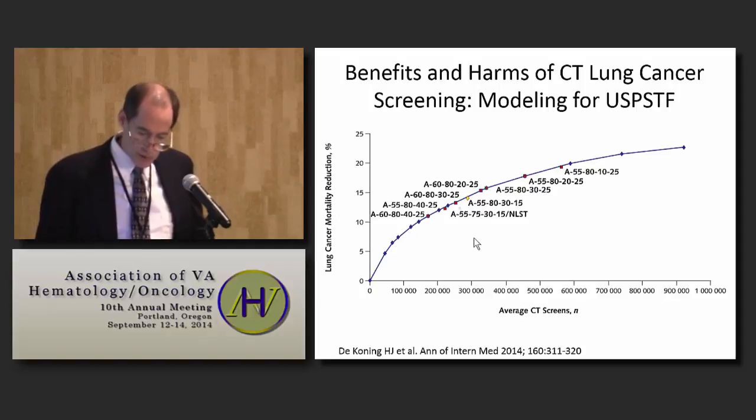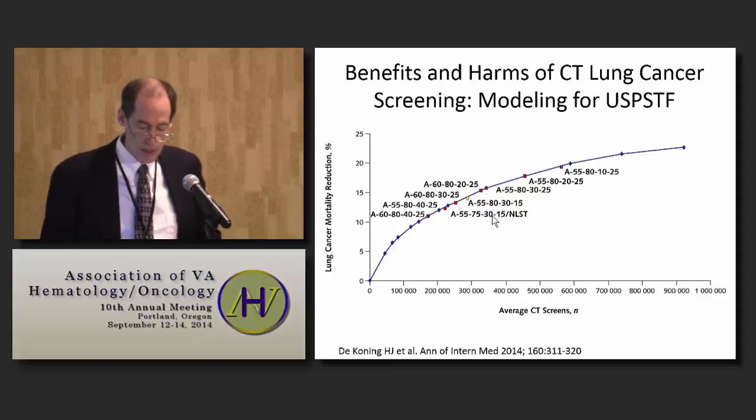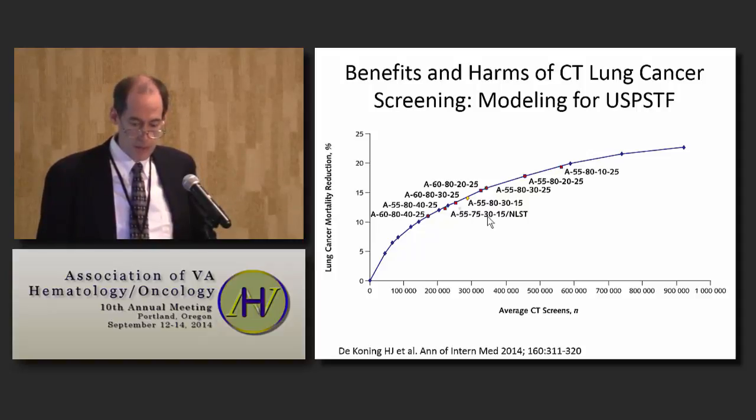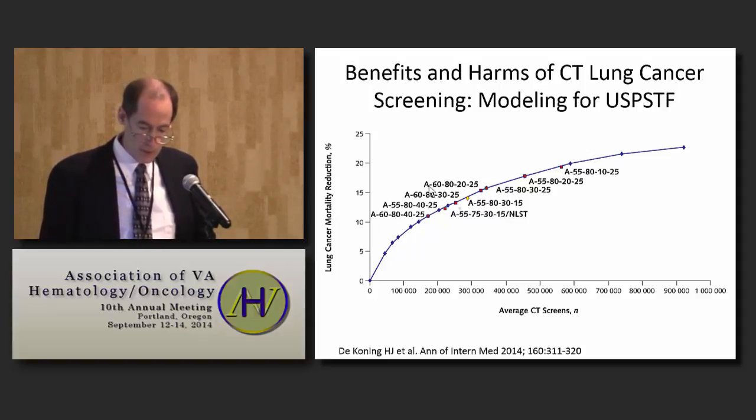So you can see that this is the characteristics of the population, of how the population was selected for the screening that was done in the National Lung Screening Study. So the age was 55 to 75 years, the minimum pack years is 30, and the former smokers had to have quit within 15 years. So that's what those 4 numbers mean. Minimum age, maximum age, how many pack years you smoked, and then how long that you could have quit as a former smoker.